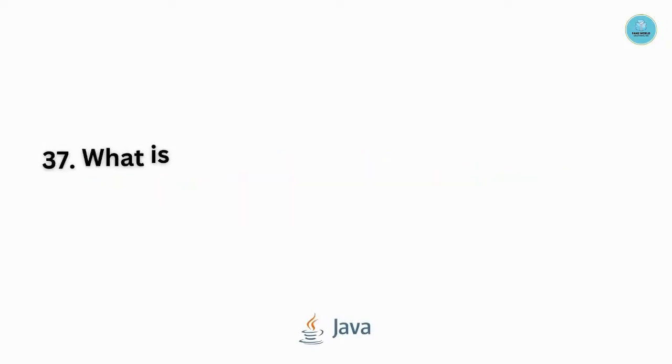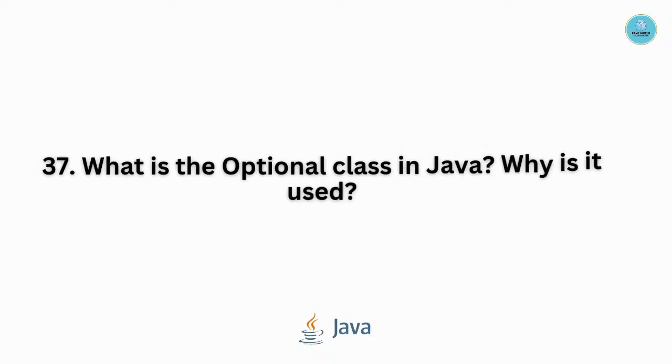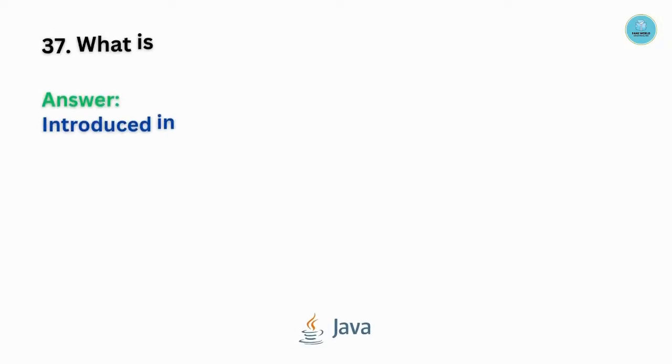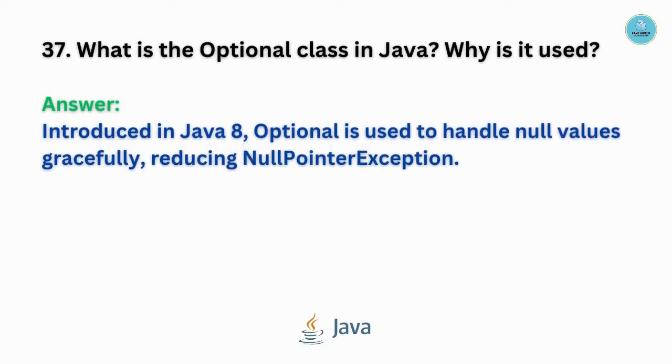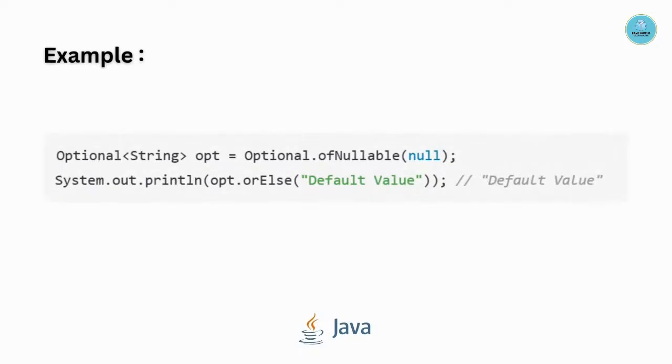Question number 37. What is the Optional class in Java? Why is it used? Introduced in Java 8, Optional is used to handle null values gracefully, reducing NullPointerException. Example is as follows.